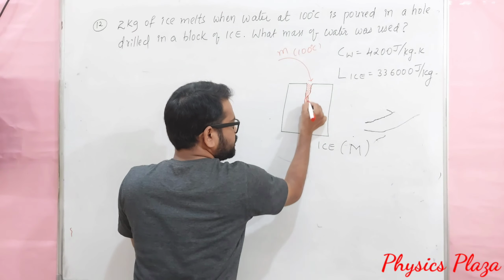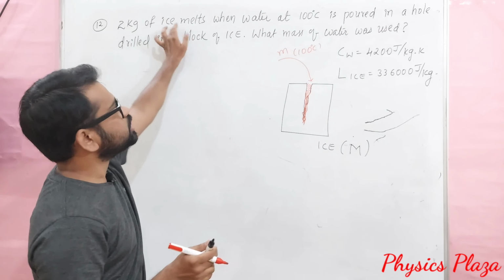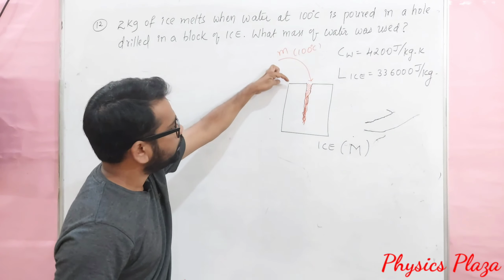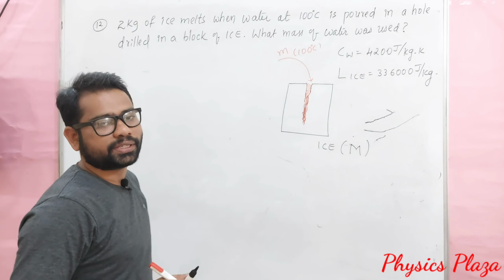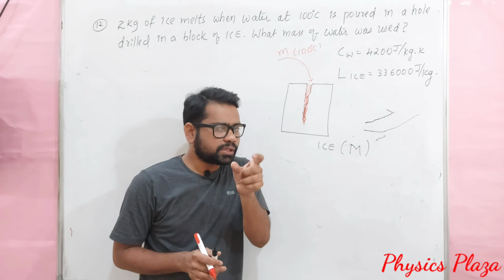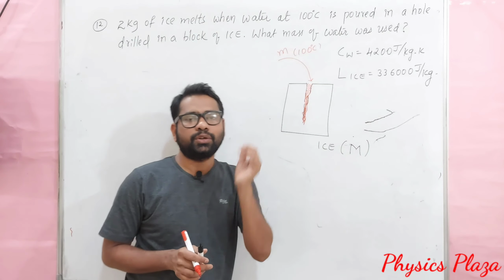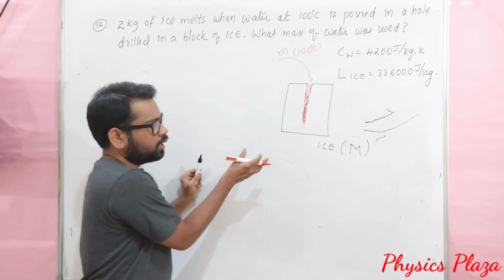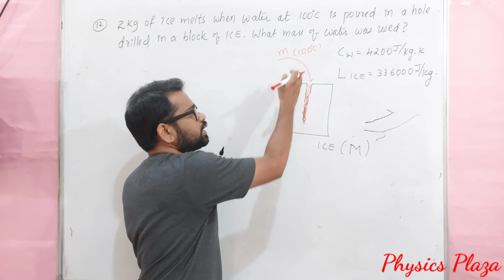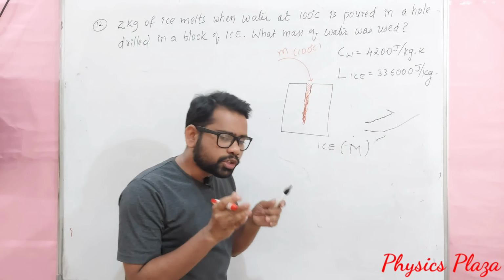So obviously, dear children, some amount of ice melts. It is given that 2 kg of ice melts when water at 100 degrees Celsius is poured into a hole drilled in a block of ice. Then they are asking us to calculate the mass of water used in order to melt only 2 kg of ice. Here the ice is going to gain heat, and the water at 100 degrees Celsius is going to lose heat. Again we are going to use the principle of calorimetry.